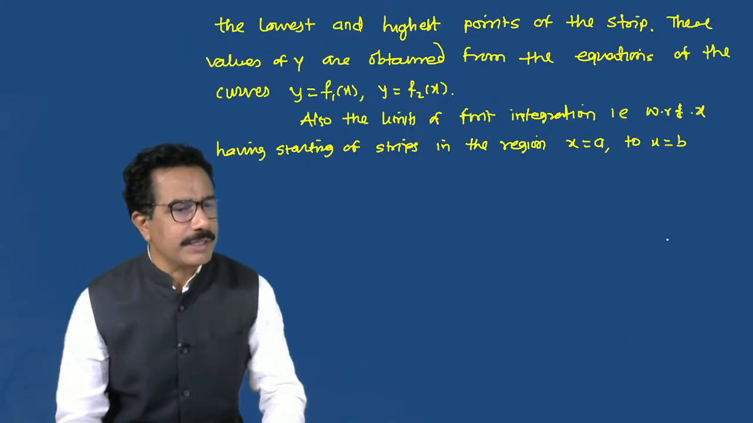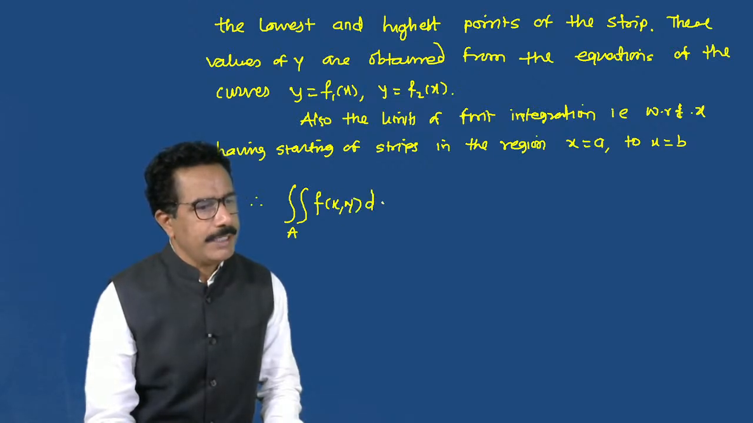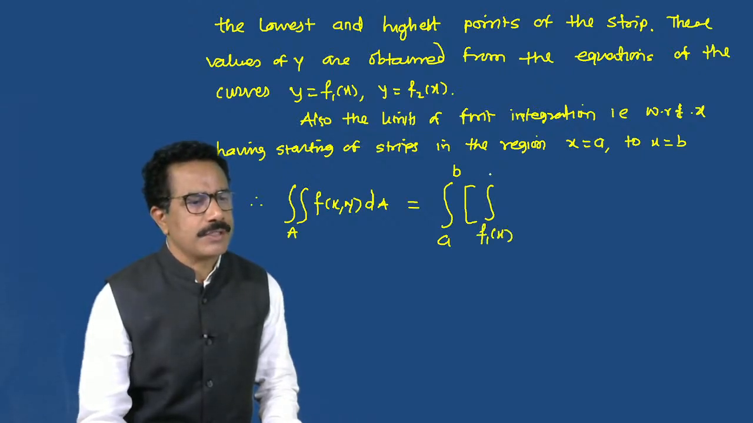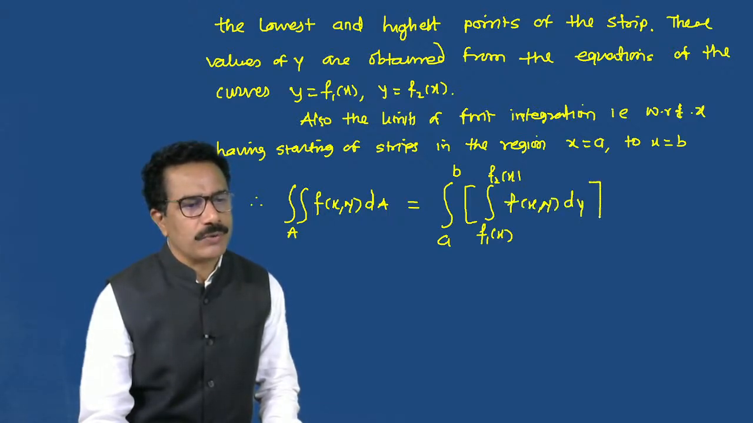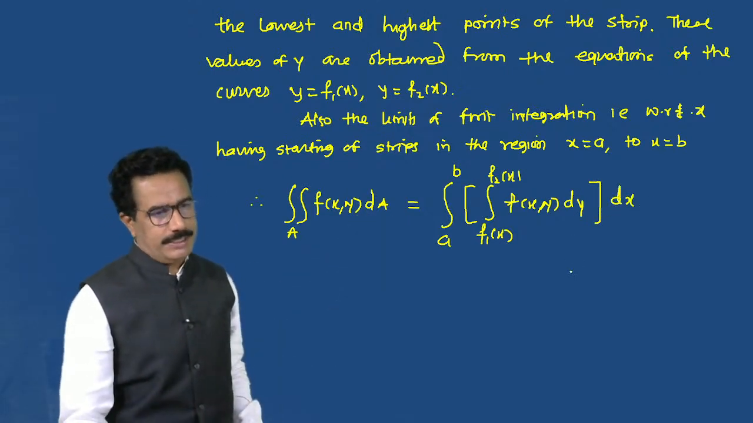So how can we solve this? We can write the double integral over A of f of x comma y dA. How can we solve it? First of all, we have to keep x constant, and take f1 of x to f2 of x, f of x comma y dy. First we have to take the integration with respect to y by keeping x constant.